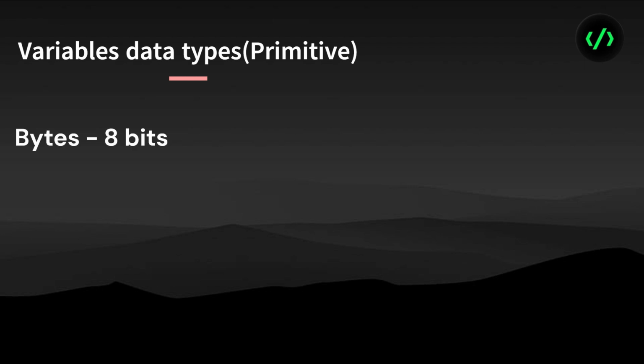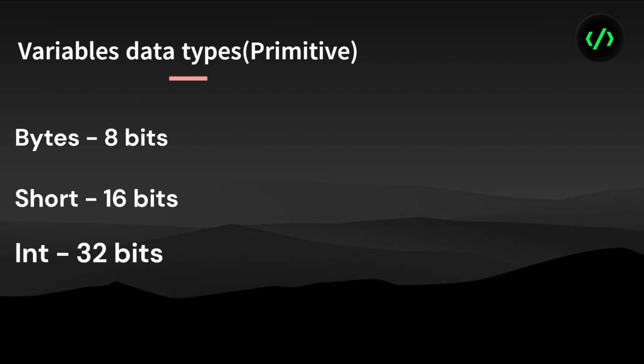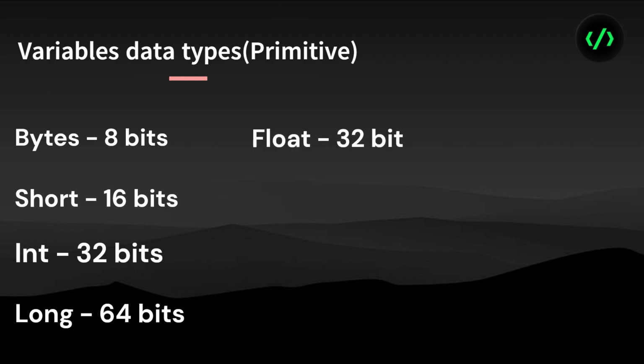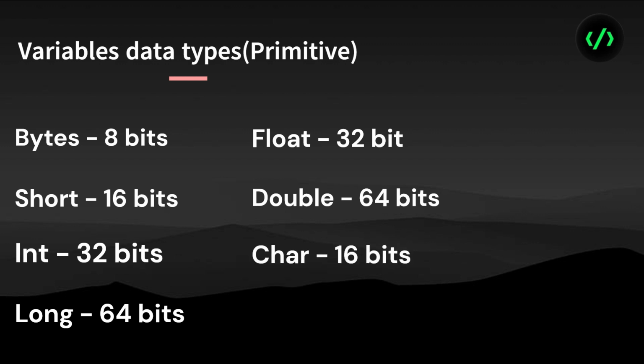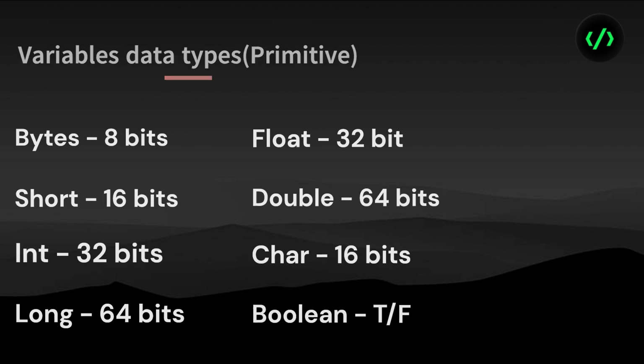Byte, which is 8-bit integer values. Short, which is 16-bit. Int, which is 32-bit. Long, which is 64-bit. Float, which is 32-bit floating point values. Double, which is 64-bit floating point values. Character, which is 16-bit Unicode characters. Boolean, which represents true or false.